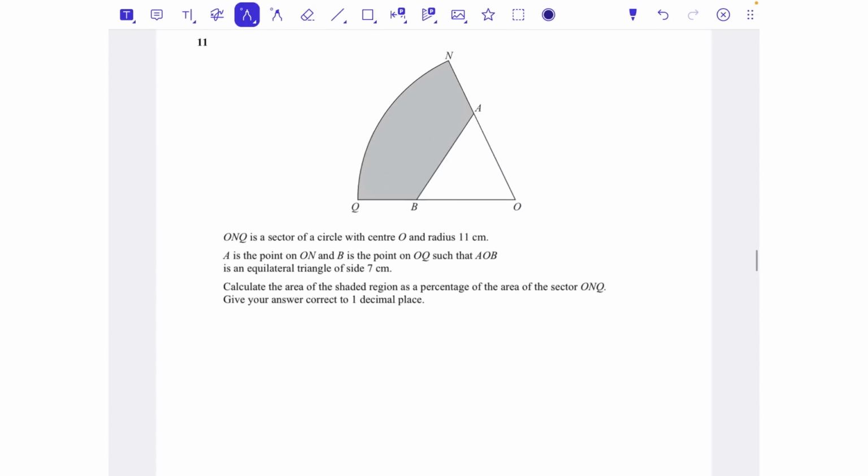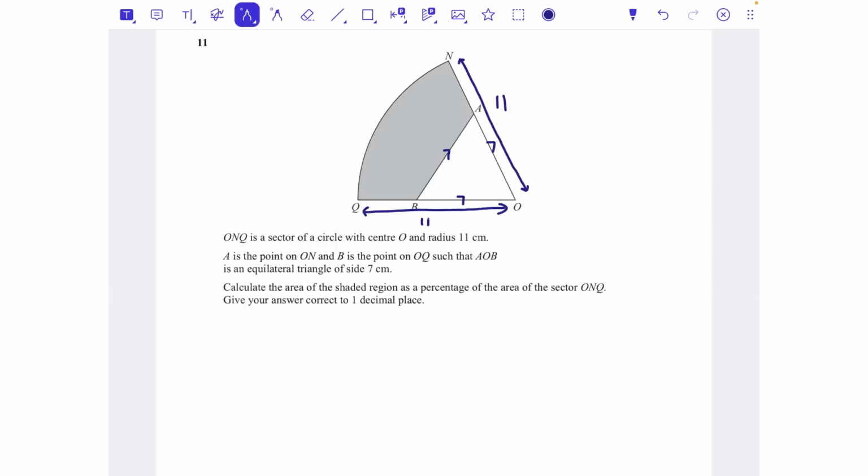Question number 11. ONQ is a sector of a circle with centre O and radius 11. Okay, so that means we know that it's 11 all the way out to here. 11 in that direction, and 11 in that direction. A is the point on ON and B is the point on OQ, such that AOB is an equilateral triangle of side 7. So this is 7, and this is 7. Calculate the area of the shaded region as a percentage of the area of the sector ONQ.